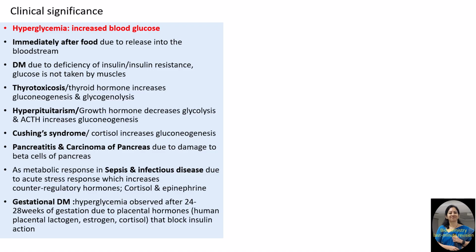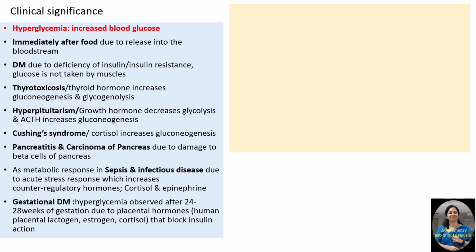The last one is gestational diabetes mellitus. Here hyperglycemia is observed after 24 weeks, between 24 to 28 weeks of gestation. This is because of release of placental hormones like human placental lactogen, estrogen, and cortisol, and all of these block insulin action, and that is how the blood glucose increases.